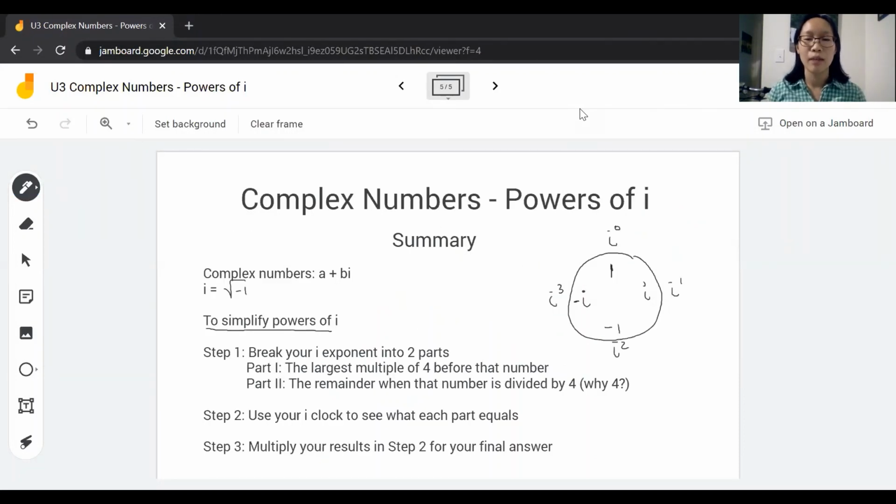To summarize, complex numbers can be written in the form a plus bi. We define i to be the square root of negative 1. And we find that when we raise i to different powers, it cycles among 4 different numbers. To simplify powers of i, first you break your i exponent into 2 parts. The first part will be the largest multiple of 4 before that number, and the second part is the remainder when you divide that number by 4. In your second step, you use the clock to see what each part equals, and in your third step, you multiply your results from step 2 for your final answer.